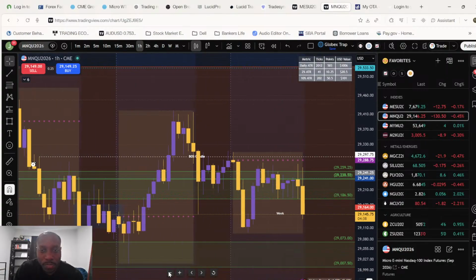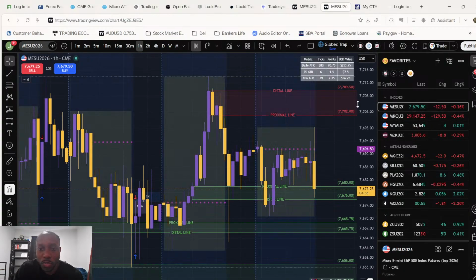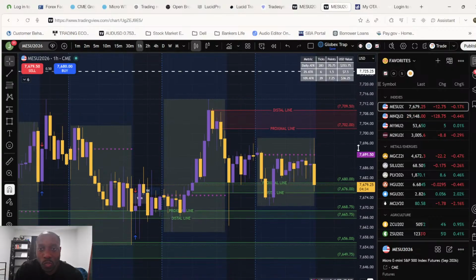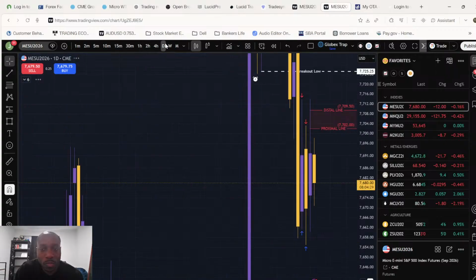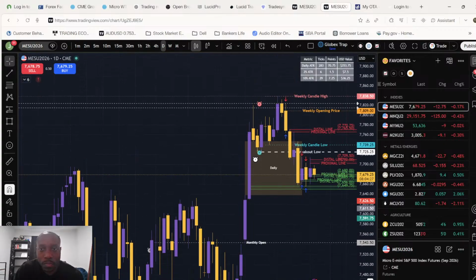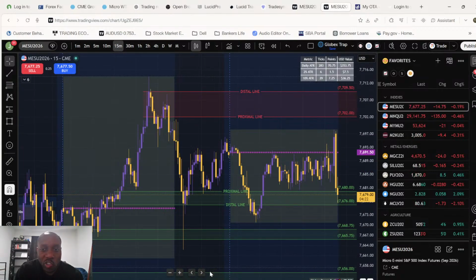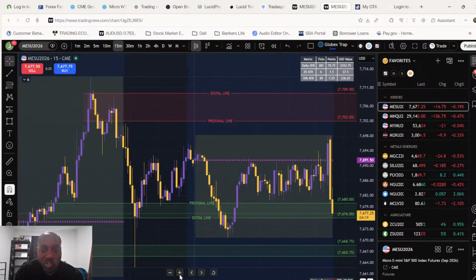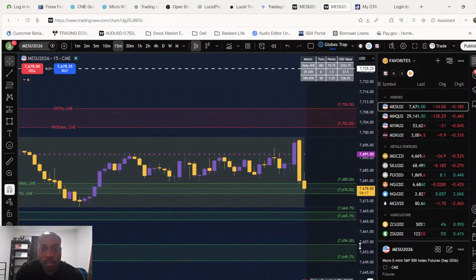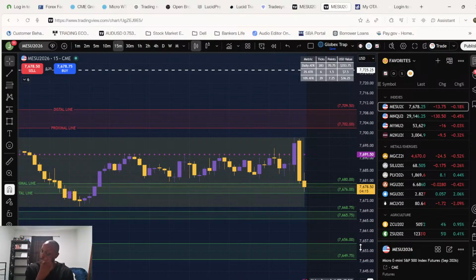MNQ is moving. MES is moving. It's been on a downtrend, so this is not surprising that it's moving the way that it is right now. I need some water.